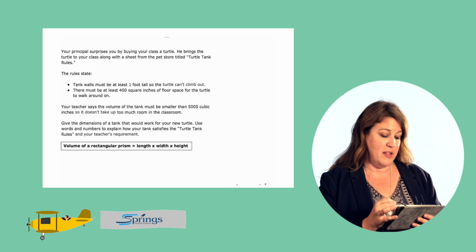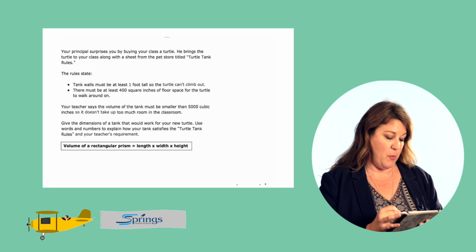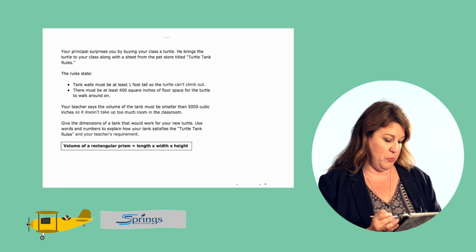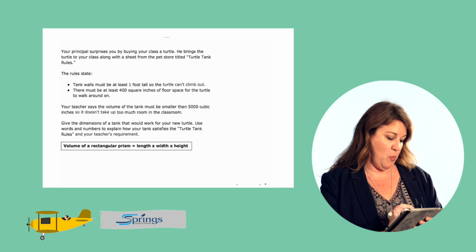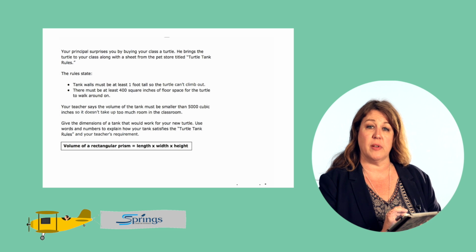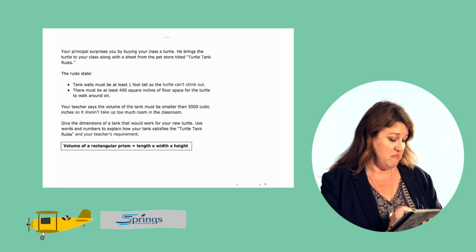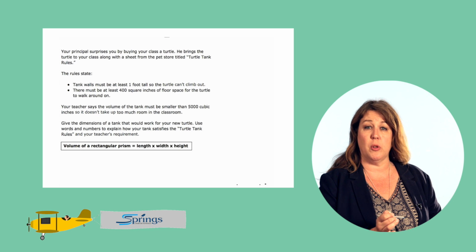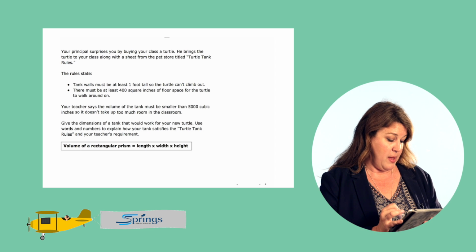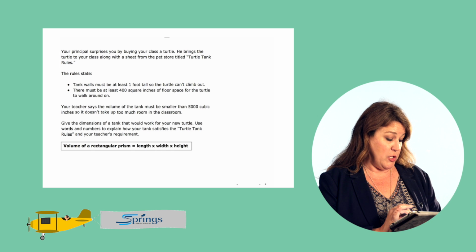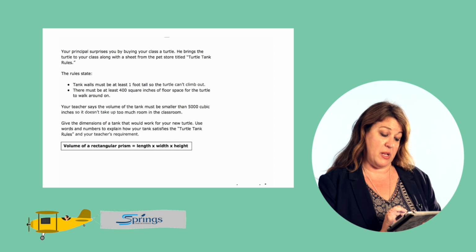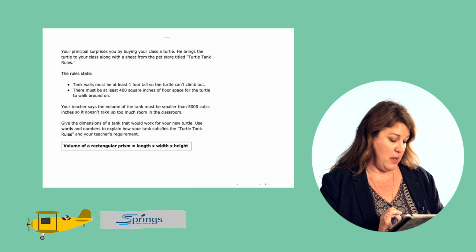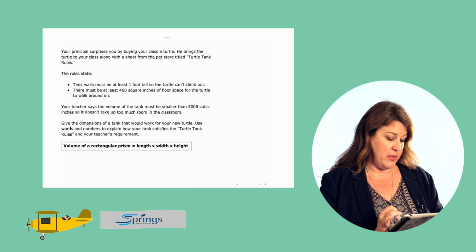Okay, so fine, we got a class pet, we got a turtle, so now we need a tank the turtle can call home. We have options here. We just need to make sure that the tank we designed follows a few simple rules. The rules are that the walls must be at least 1 foot tall so the turtle can't climb out. It's a good rule. Second one is there must be at least 400 square inches of floor space for the turtle to walk around on. And the teacher says the volume of the tank must be smaller than 5,000 cubic inches. So we have 3 criteria that our tank must meet.